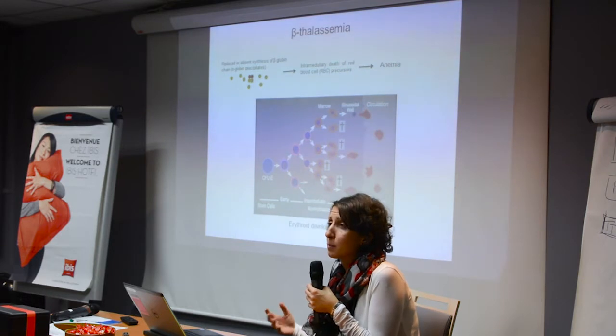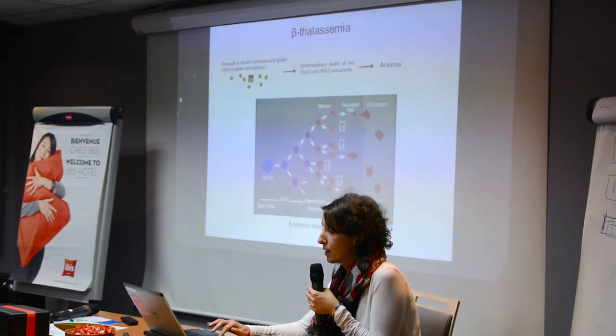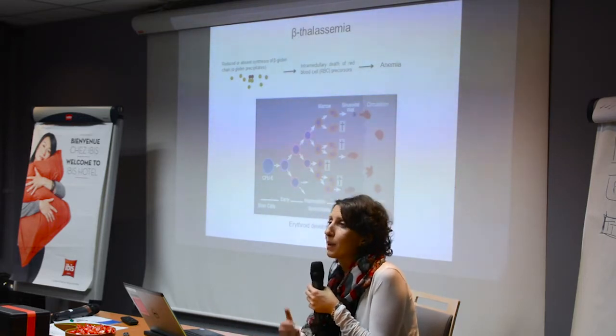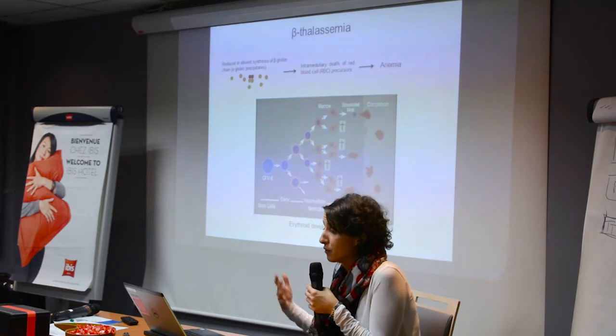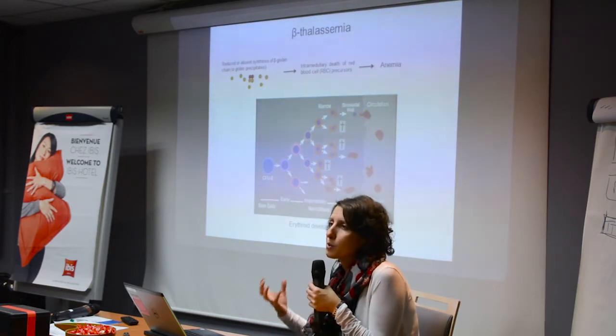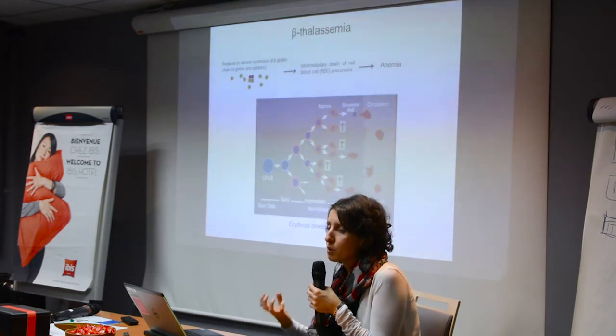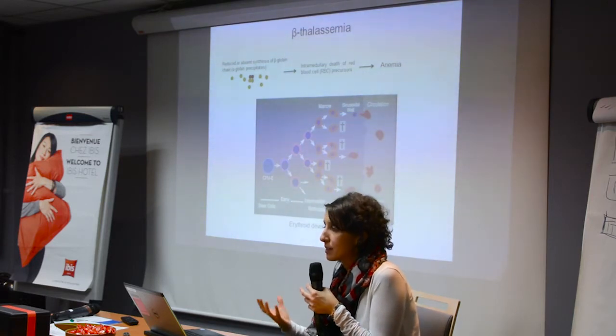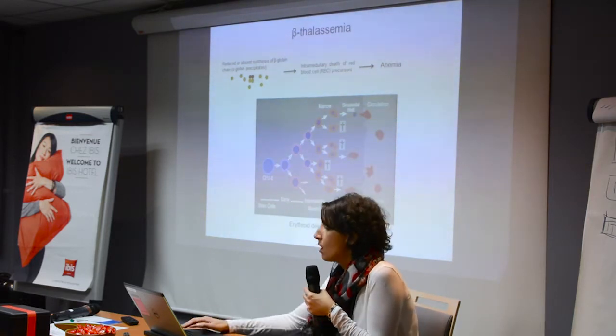So these red blood cells, which come from stem cells, can be produced in the body of a thalassemic patient, but after a while they start dying. This causes a reduced number of red blood cells and a reduced hemoglobin concentration in our blood. And so the clinical phenotype is a typical anemia.